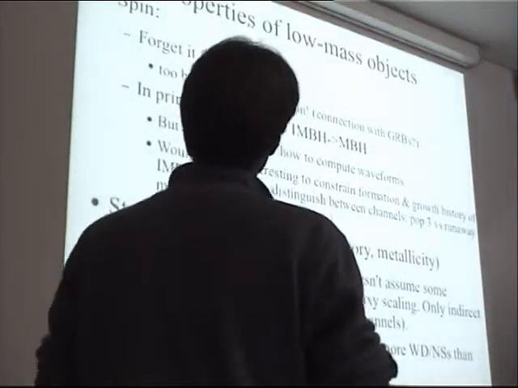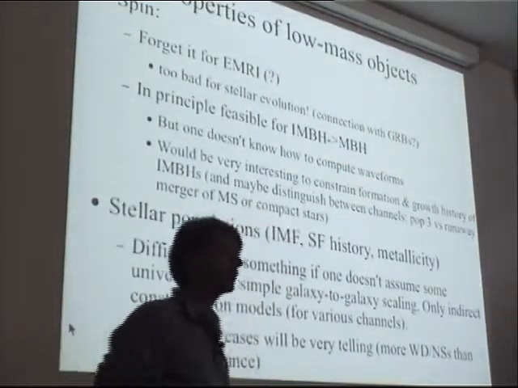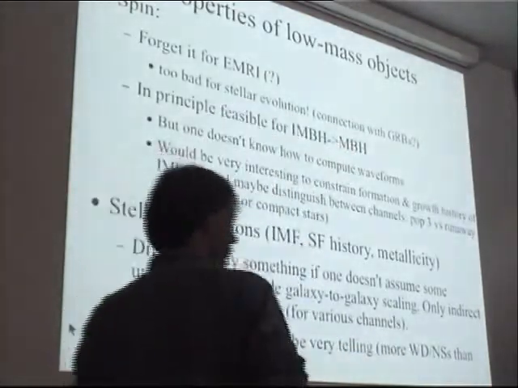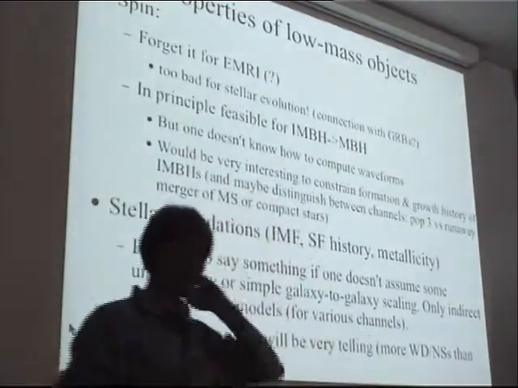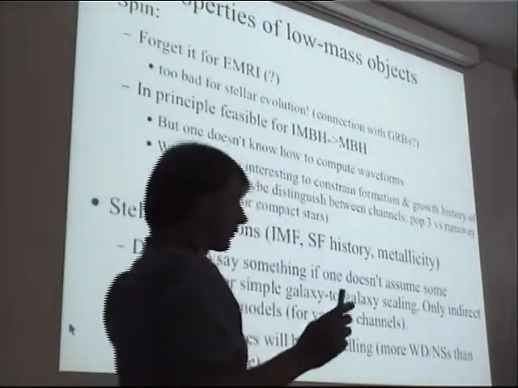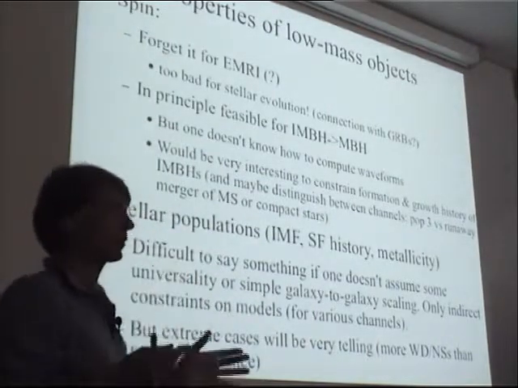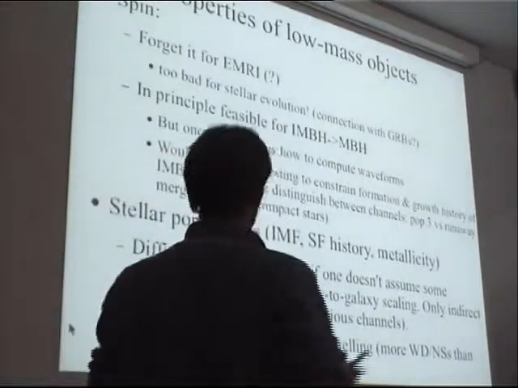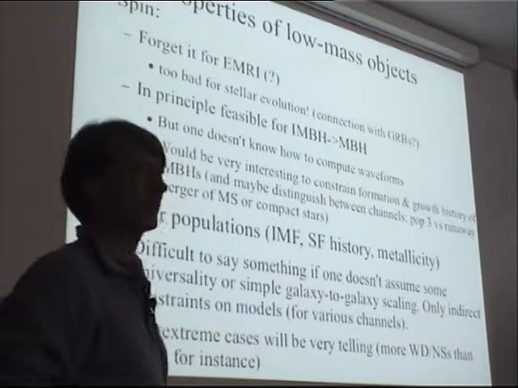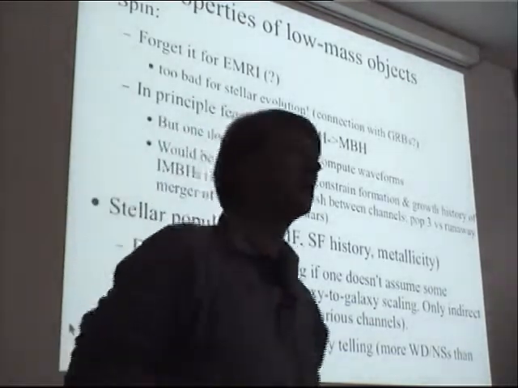On the other hand, the spin should influence the waveform in the case of EMRIs. So in principle, it should be detectable. Problem is that nobody knows how to compute the most generic case of an EMRI. So if it's not an extreme mass ratio, and you want to take into account spins of these two objects, and you want to take into account a non-zero eccentricity and non-equatorial orbit, then I understood that there is still work to be done, to put it mildly.